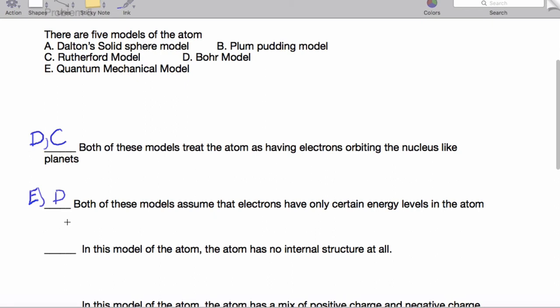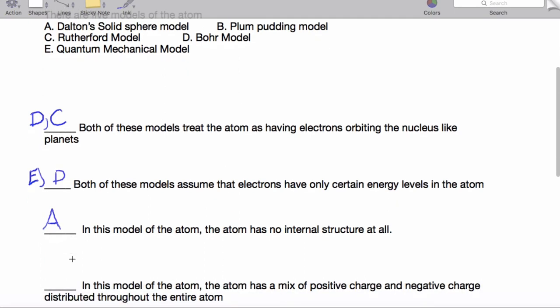And then in this model, the third one, no internal structure at all, that is Dalton's solid sphere model. Let's be really clear on this one. He actually borrowed this from the Greek philosopher Democritus. I think I said that in the last video. The source of our word democracy.